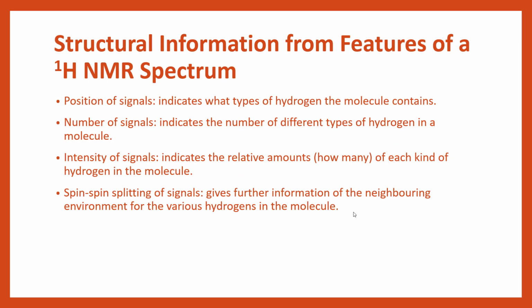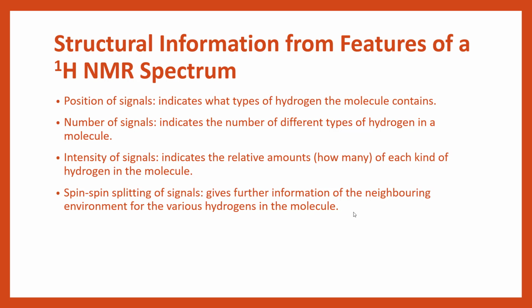So when we're talking about a proton NMR spectrum, what kind of information can we actually get from it? So when we're talking about the position of our signals, that tells us what type of hydrogens a molecule has. When we talk about the number of signals, that will tell us how many different types of hydrogen we have in a molecule. When we're talking about the intensity of the signals, that will tell us relatively how many of each type of hydrogen we'll have in the molecule.